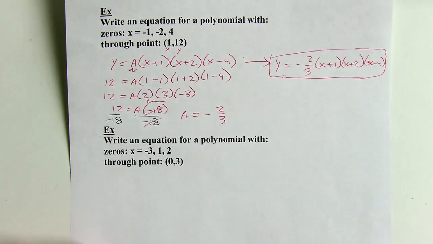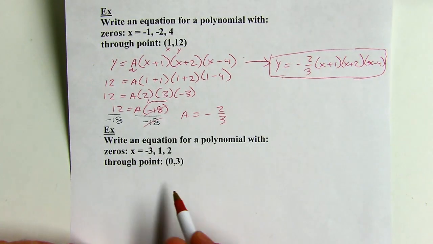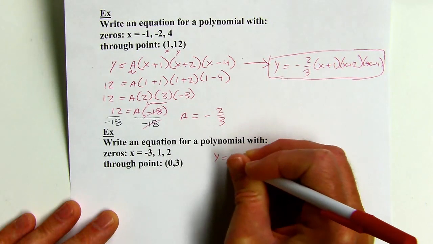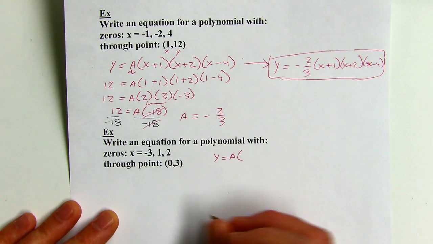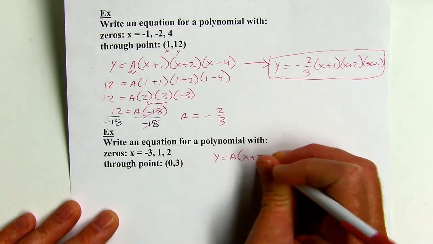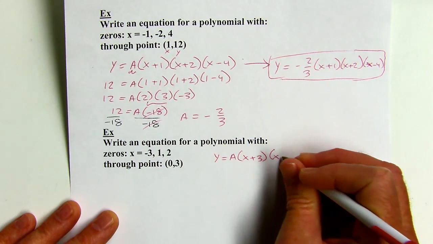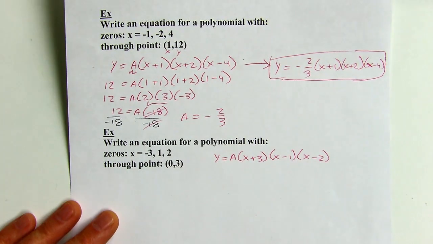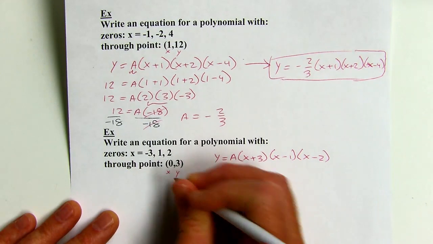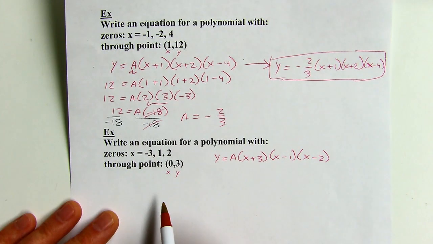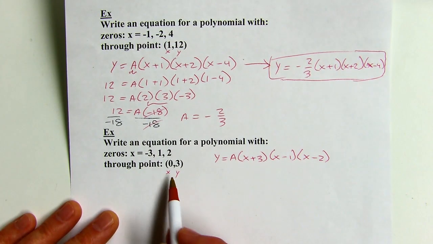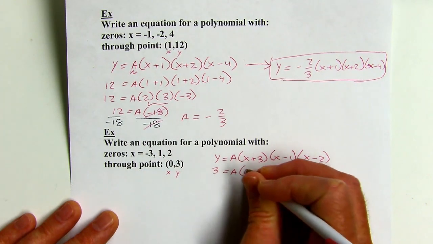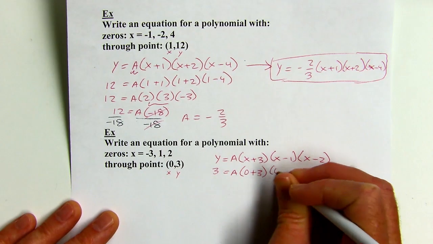All right, let's try another. Same kind of deal here. So I'm going to first set up what this would look like. I need to figure out what that a value is going to be, but I know I'm going to have x plus 3 in factored form and x minus 1 and x minus 2. Okay? So now I'm going to plug the xy pair in. This is the y-intercept, not the x-intercept, right? So it's okay to plug that in. I'm going to plug in 3 for y and 0 for x in all 3 x positions.